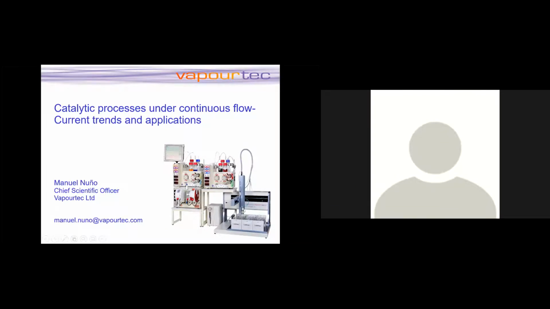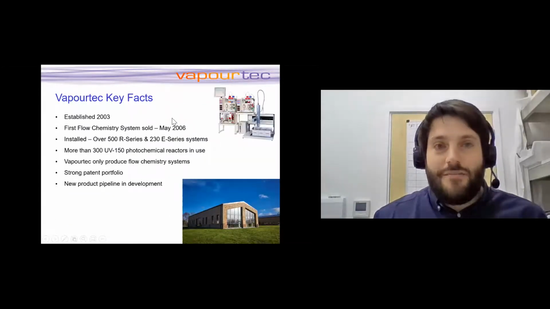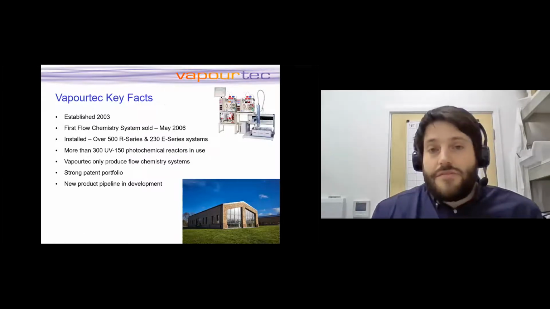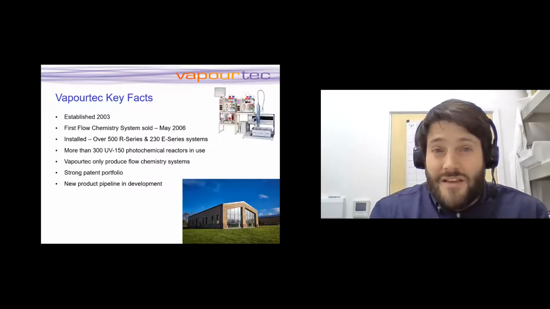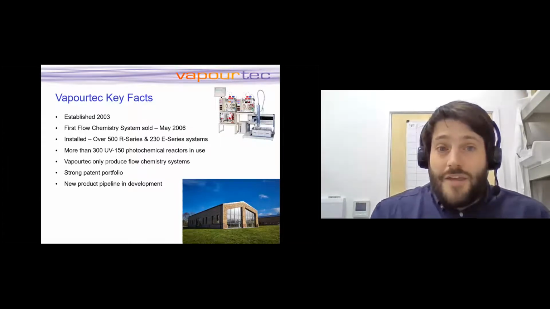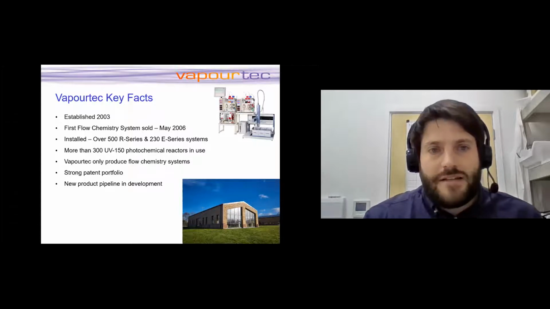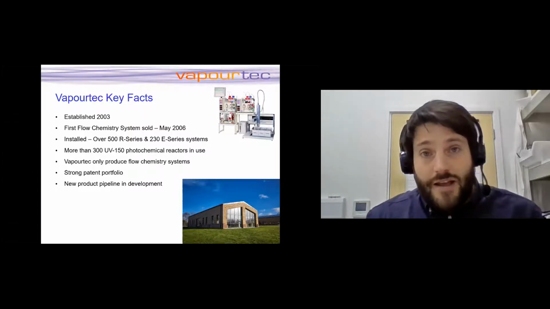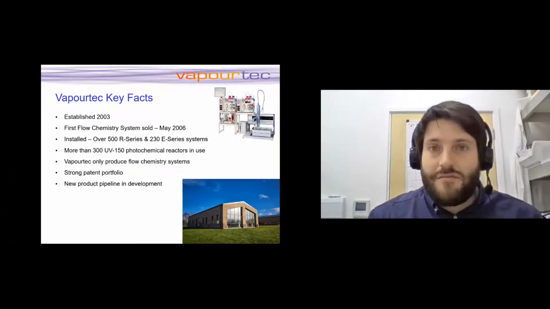To start with, first things first, we are Vapourtec, a UK established company, and we've been selling flow chemistry systems since the early 2000s. We have over 700 around the world in both industry and academia. One of our best-selling reactors is a photochemical reactor, and I will explain in more detail why photochemistry is such a trend in continuous flow. We have more than 300 reactors being used worldwide.